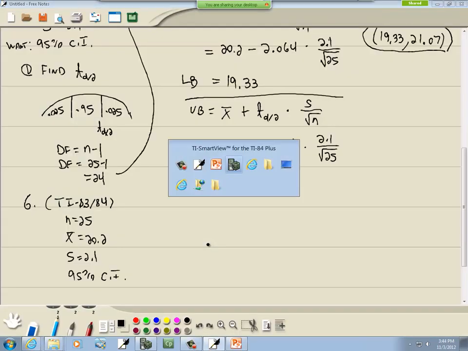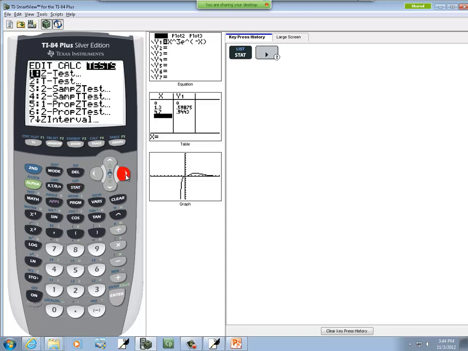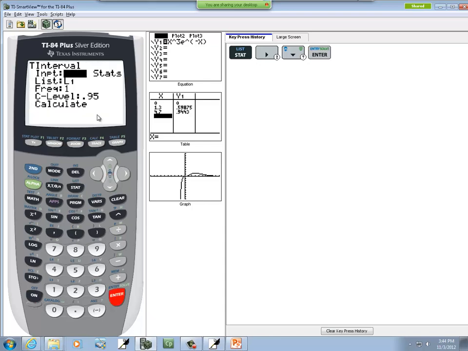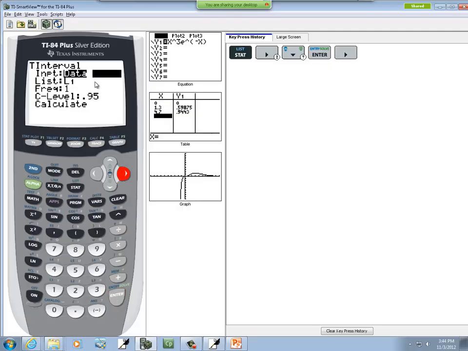I'm going to press my stat button, and then right arrow over to tests, and down arrow to t interval. I think that's number 8. This one right here, and then press enter. Now, up here where it says input, we either want data or stats. Data is when you're given raw data. Stats is when you're given summary statistics. Summary statistics is what we got right here. So we want to right arrow over, put our flashing cursor on stats, and press enter. You should see your parameters change. It should say t interval at the top, and stats.